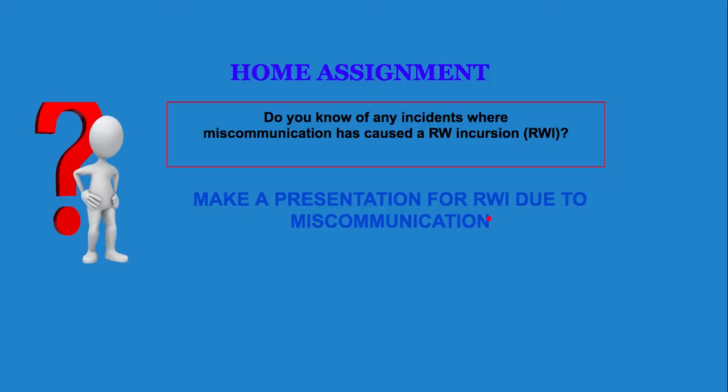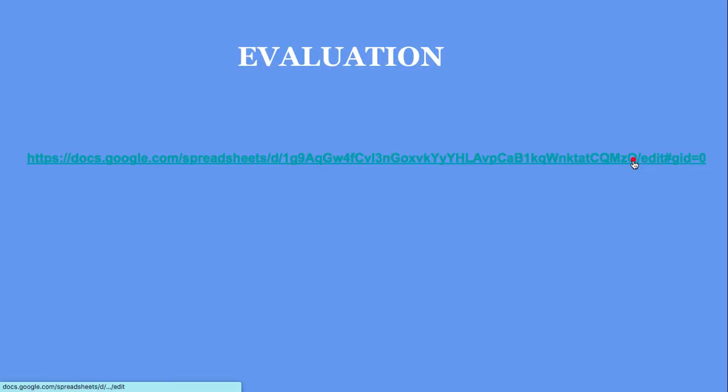Now please, home assignment. There is a question for you to think over. Do you know of any incidents where miscommunication has caused a runway incursion? Now please, at home, make a presentation on this question, due to miscommunication. We'll work on your presentation on our next lesson. Okay, next is evaluation.